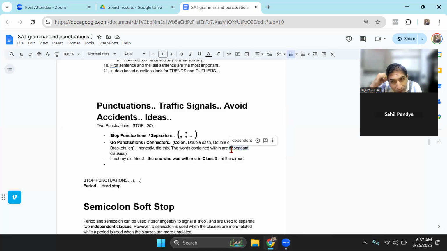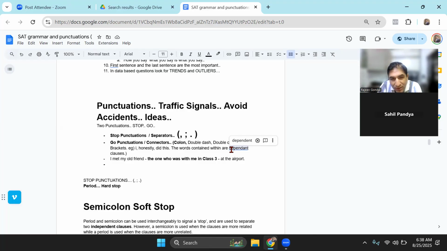If you talk about SAT, you get almost 20 plus questions on grammar alone out of 54 questions. 20 plus, which would constitute almost 45% of the test, is on grammar in SAT. And the same is the case with ACT.